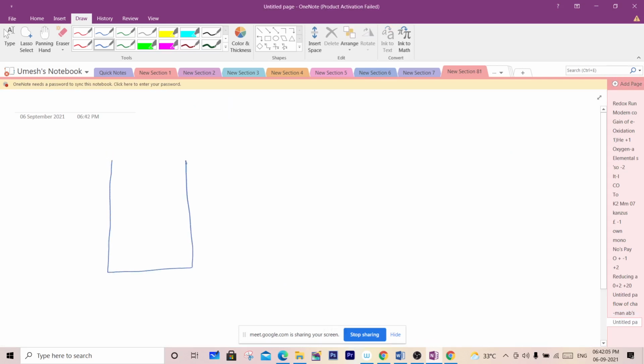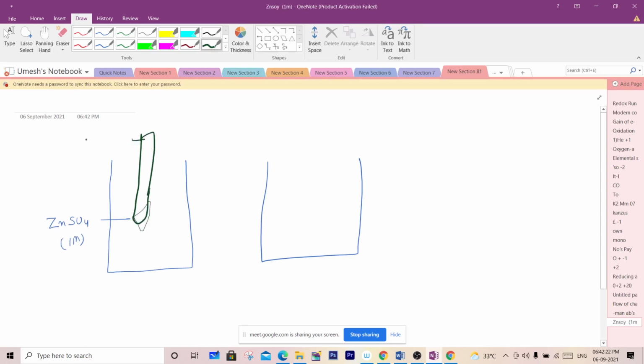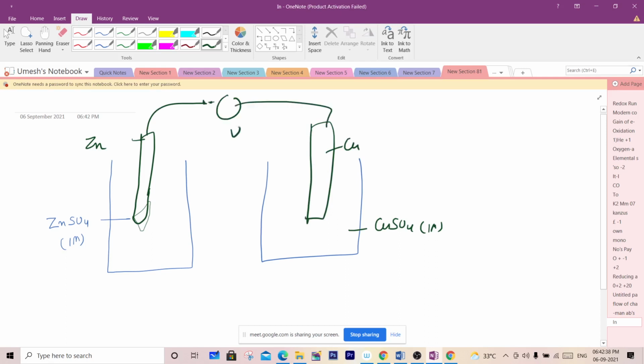What we do is we take two beakers. In one beaker we have zinc sulfate, and here I have a zinc rod. Here we have copper sulfate, and here we have a copper rod. Connect it with a voltmeter, right? When zinc is in zinc, or copper in copper, nothing will happen. But when we connected it with the copper, our observations are there.